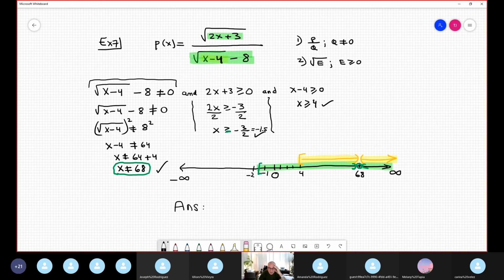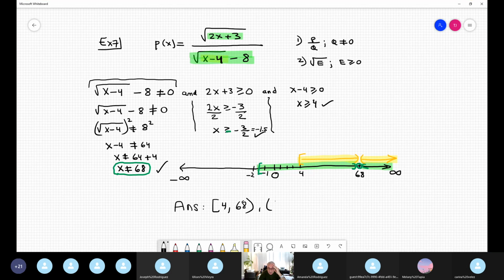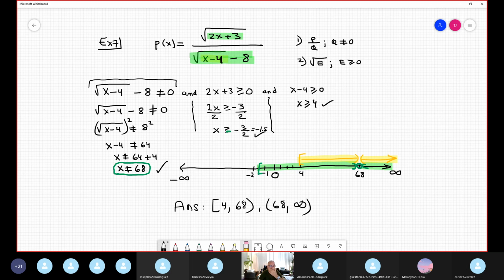So I can see that the common element, in my opinion, is from 4, including 4 of course, to 68, not including 68, and 68 to infinity. Something like that. Beautiful.